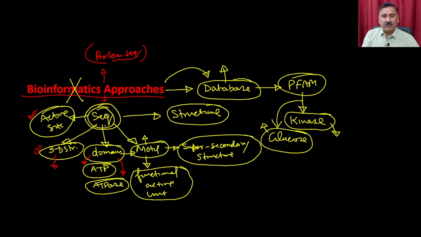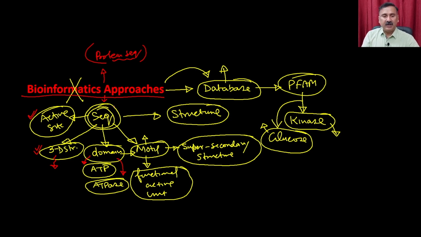You can identify in this particular sequence the different types of motifs. You can calculate the super secondary structures and so on. So taking these into account, you can calculate the different types of properties of this particular sequence. You can identify the active site. You can visualize the active site in a three-dimensional structure. You can identify the different types of domains, motifs, and all that.